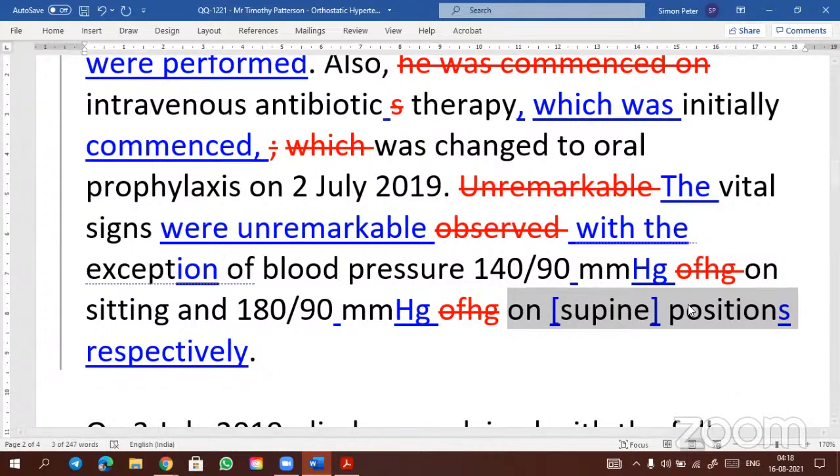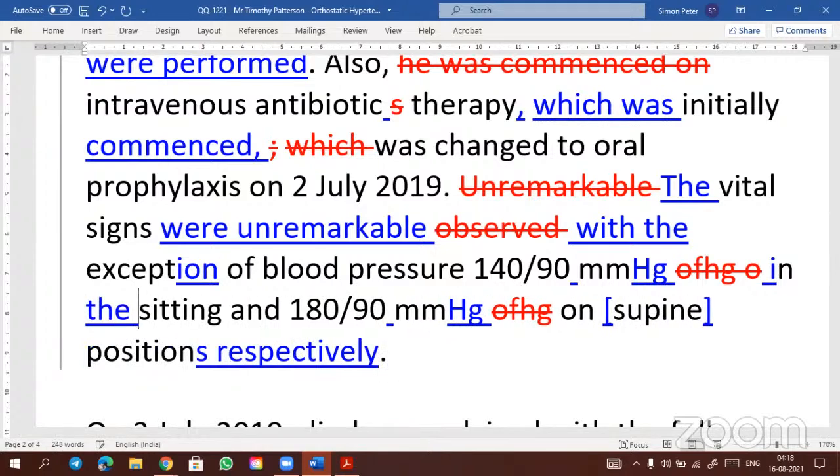So this is in sitting. And why again "on"? Already "in" is there. In the sitting and supine positions respectively. The "in" is also common now, the "in" is common. In the sitting and supine positions respectively. It's very deep, but simple as that. In this position or on this position.